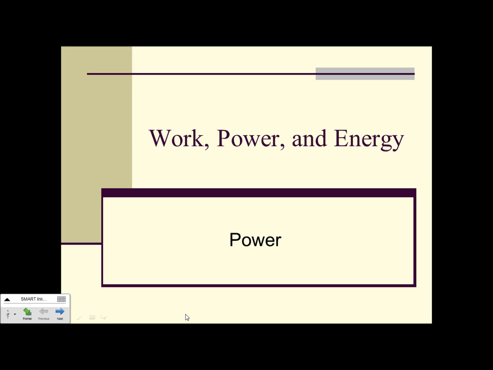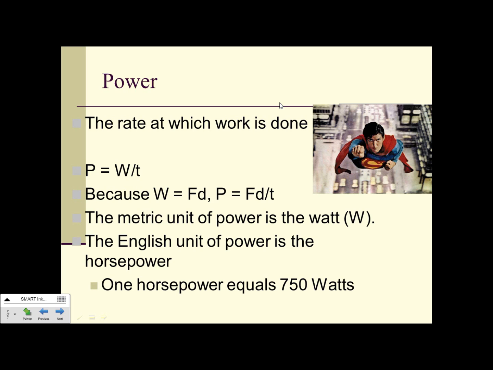We're going to talk about power in this video. So power is very related to work, which was in the previous video. So now work, power, energy, we're hitting the second one. So power. Power is the rate at which work is done.